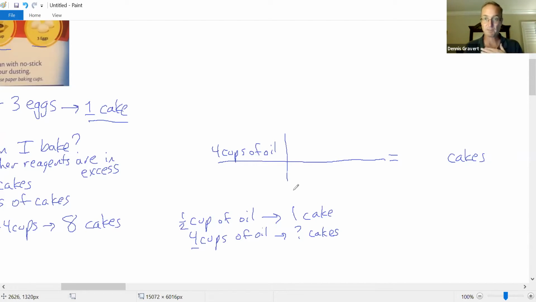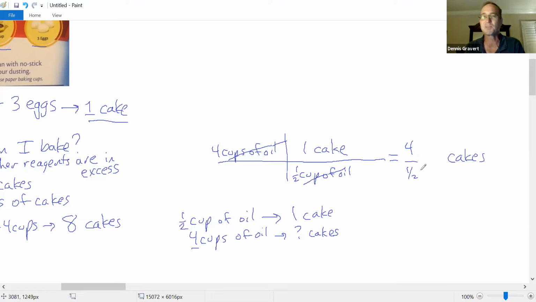We're told we have 4 cups of oil. And now we need a conversion factor to change cups of oil into cakes. And here it is. It's the recipe, the chemical equation. It says for every half cup of oil, you can make 1 cake. And then our units, cups of oil, cancel out. And all we have to do is multiply 4 times 1, which is 4. There's nothing here. That kind of counts as a 1. Then the denominator, we have a 1/2. So 4 divided by 1/2.